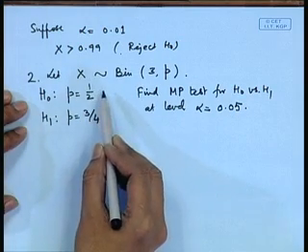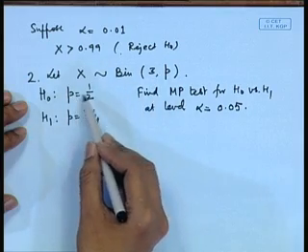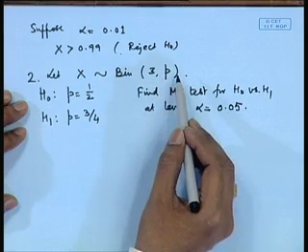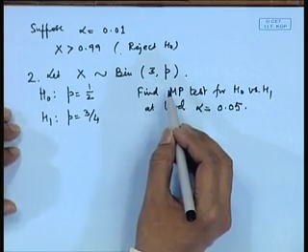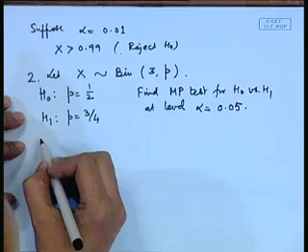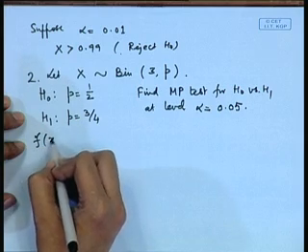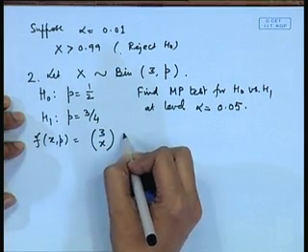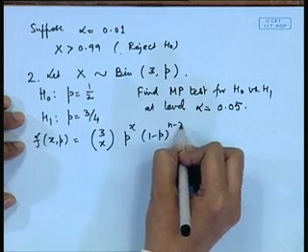Now, this is again a case of simple versus simple hypothesis, because p is equal to half or p is equal to 3 by 4 completely specifies the probability distribution. Therefore, we will consider the application of the Neyman Pearson lemma here. So, let us write down the distribution first. f(x, p) is equal to 3 c x, that is n c x, p to the power x, 1 minus p to the power n minus x.